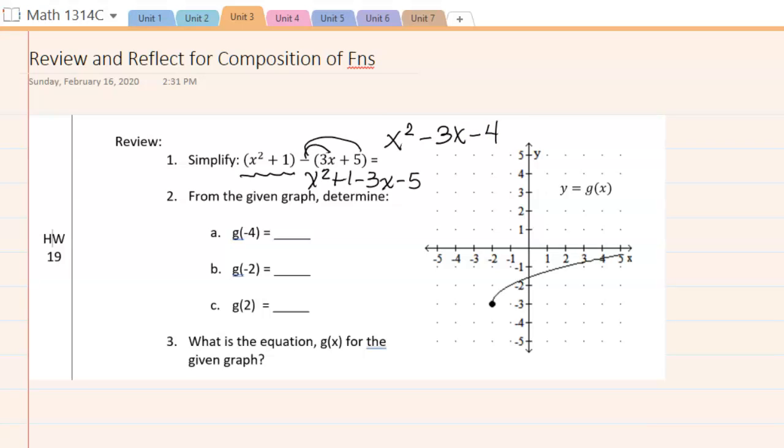Number 2 of the review reviews the concept that relates function notation to the points of the graph. Let's begin with part C. Here we are looking for the function value of g of 2. In other words, we want to find the point that has the x value of 2. Looking at the graph, we find the point (2, 1) is the point on the graph. Therefore, the value of g of 2 is 1, the y value of the point (2, 1), located on the graph shown.